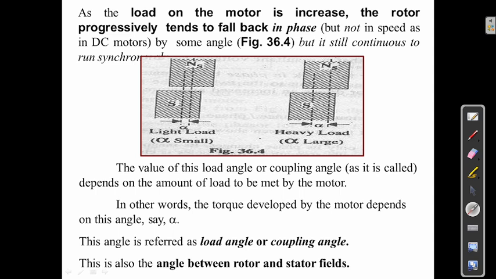The value of this load angle or coupling angle, as it is called, depends on the amount of load to be carried by the motor. In other words, the torque developed by the motor depends on this angle, alpha. This angle is referred to as the load angle or coupling angle, and it is also the angle between the rotor and stator poles. These are all about synchronous motors.